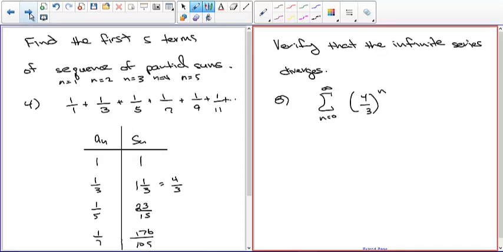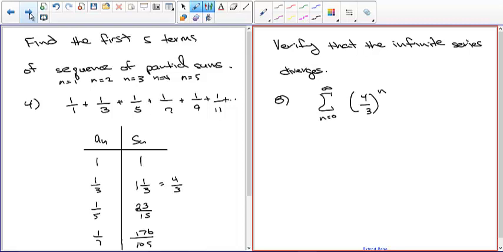Verify that the infinite series diverges. So we only have 2 rules so far. We have the geometric rule for geometric series, and we have the nth term. And you could use either one of these. You could use either one of those theorems to prove that this diverges.